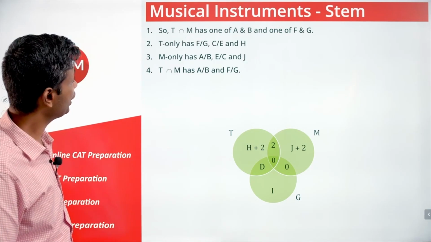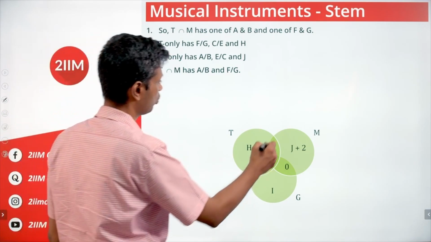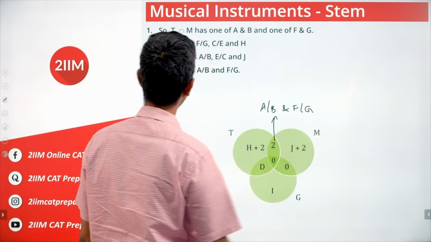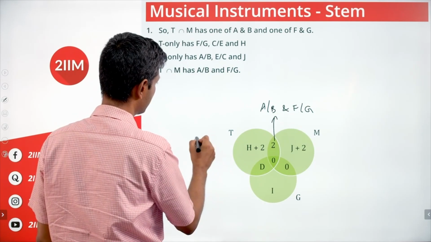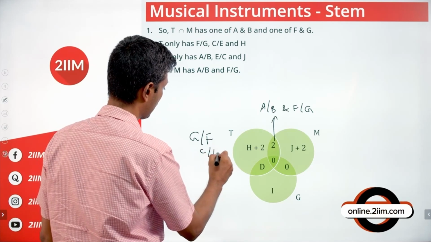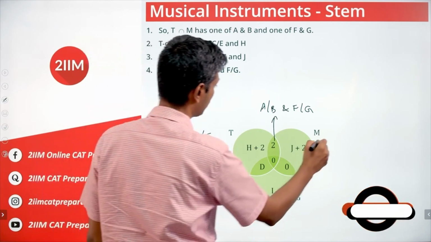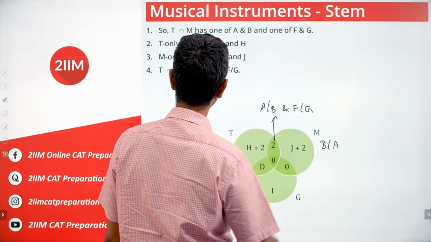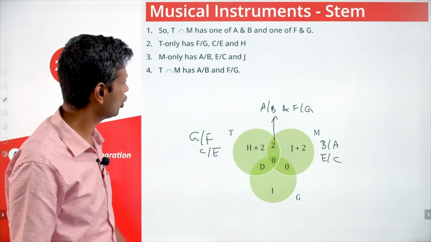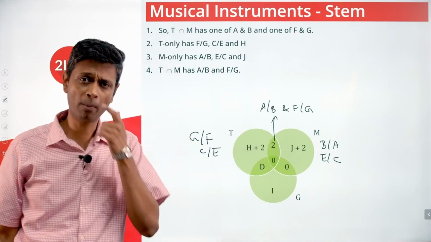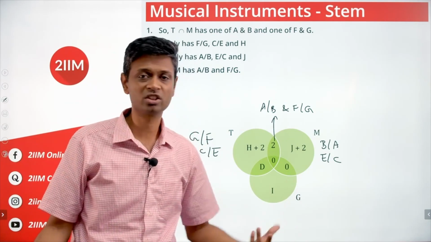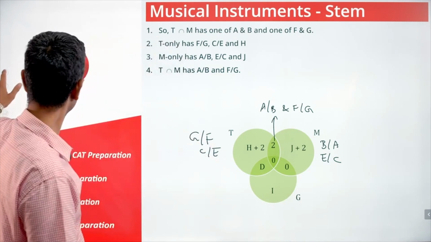So we've had everything. T intersection M has one of A and B and one of F and G. T only has F/G. I'm going to write it as G/F. That is F/G. This is the other one. C/E and H. M only has B/A. The other one comes here. E/C and J. T intersection M has one of A and B, one of F and G. We cannot really go beyond this. Fine. So hopefully the choices and questions will be simpler, based on just this set of inferences we have made. Fine. Let's jump in.